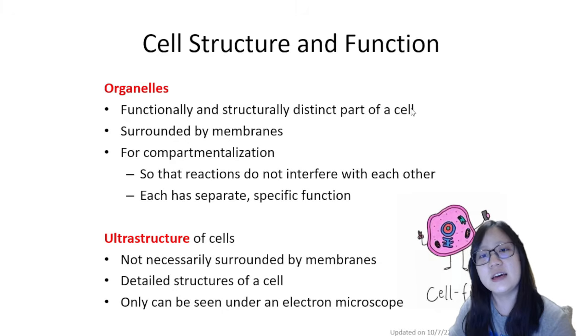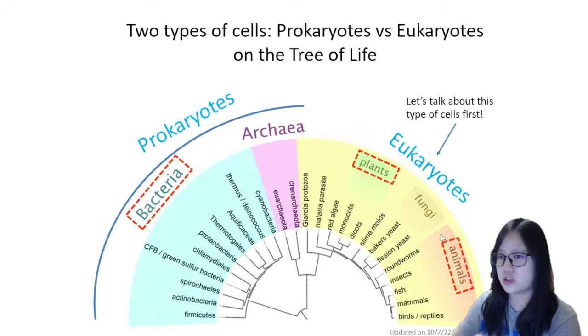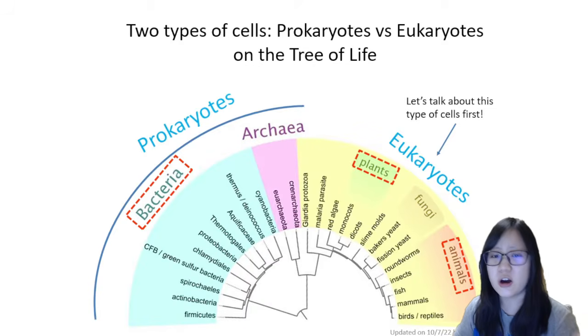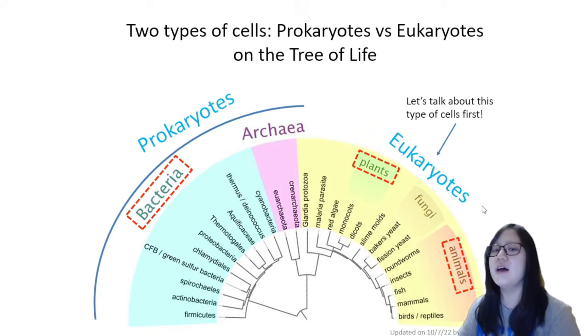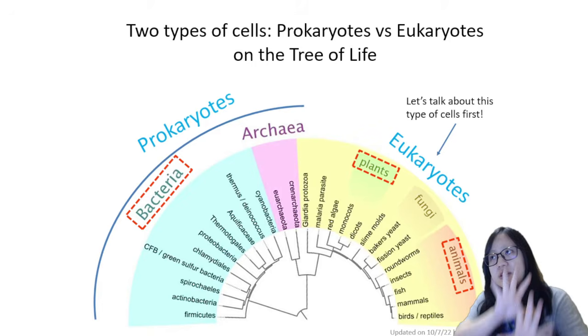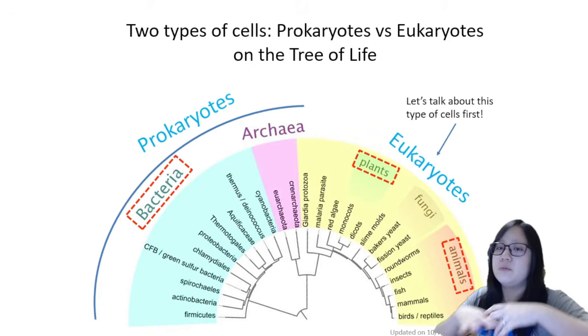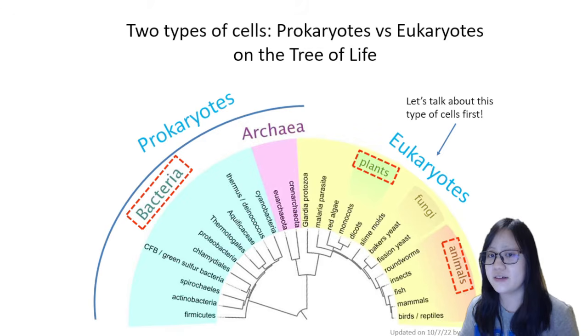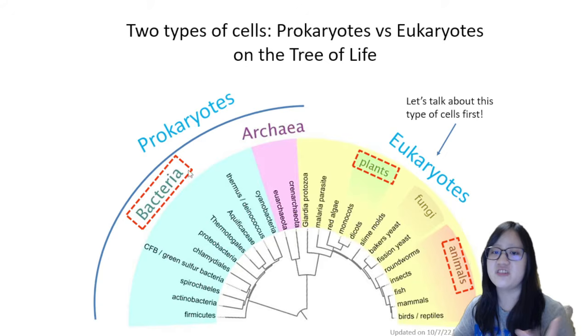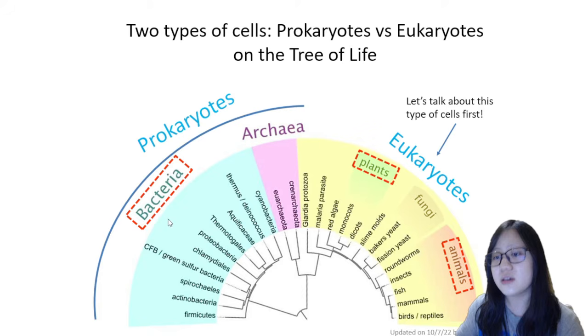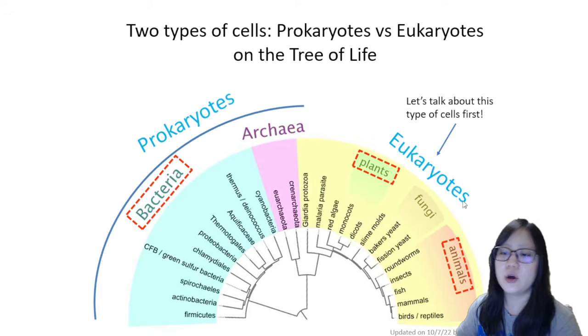Now, under cell structure and function, there are a few things we need to talk about. There are prokaryotes and eukaryotes. All the organisms in the world can be mapped onto a tree of life, and there are two major types. Prokaryotes consist of bacteria and archaea. Later in this chapter, we go into bacteria a little bit, but right now we are looking at eukaryotes.